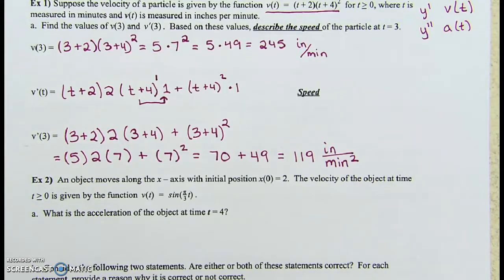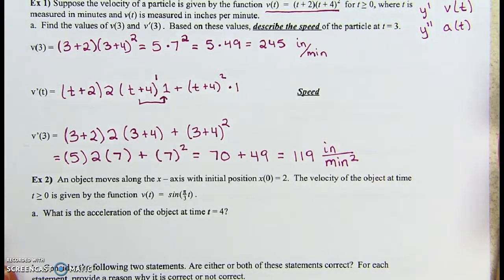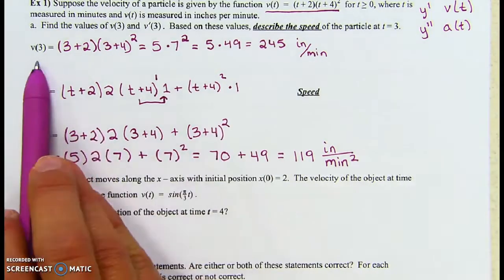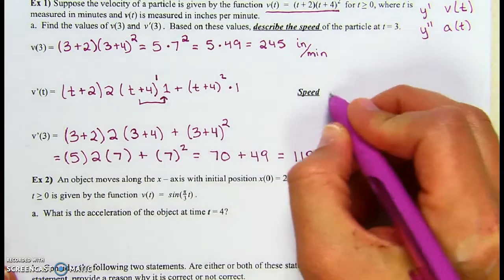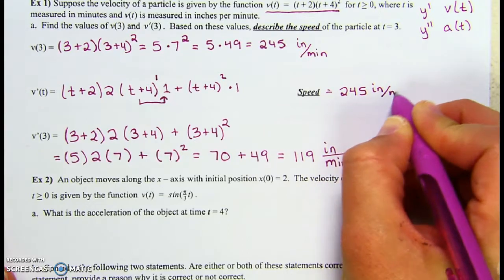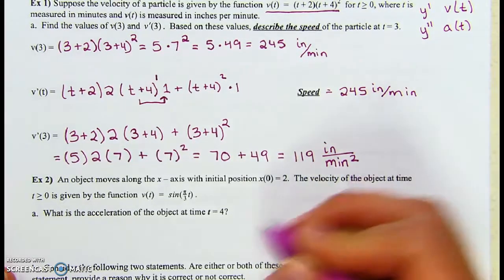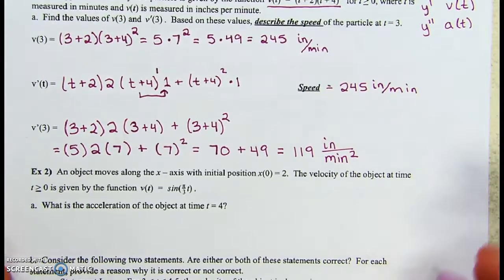All right, look at your notes. What is speed? We have kind of two things to talk about for speed. Speed is what? Absolute value of velocity? Okay, do we have velocity? Yeah, we have it here. And it's already positive, so speed will equal positive 245 inches per minute. But is this speed increasing or decreasing? That's what we need to go look at your notes. How do we know when speed is increasing or decreasing?